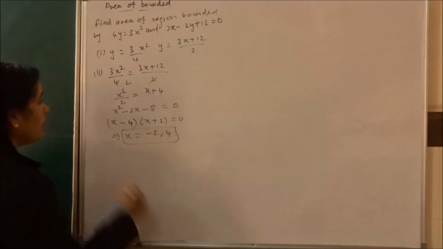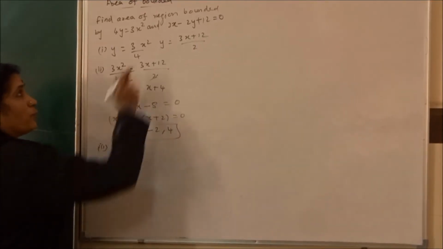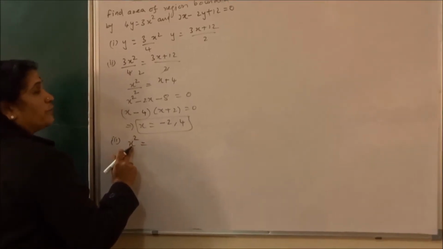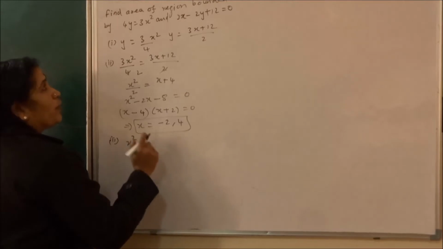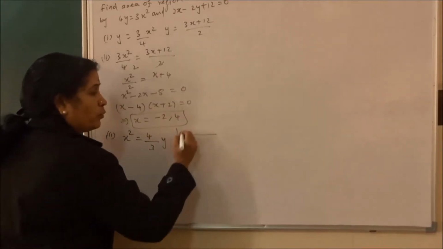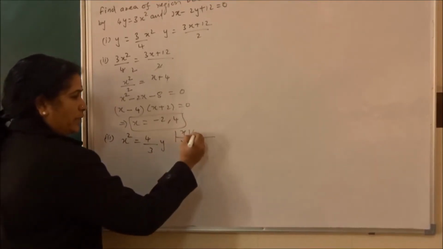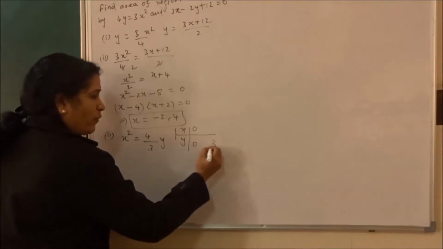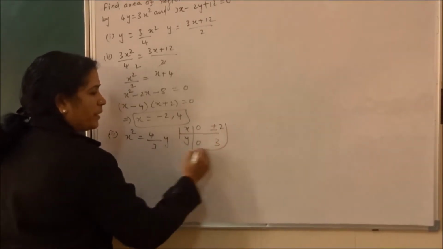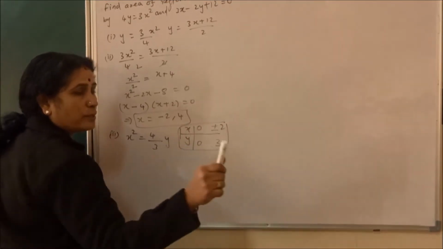Clear to you? Now see step number 3, format. If it is a parabola, don't keep any constant with the coefficient of x square; make it 1. So that is x square equal to 4 by 3 y. Now I am making the format. If I give y as 0, then x is 0. If I give y as 3, then the 3 cancels, x square is 4, x equal to plus or minus 2. If you are not writing plus or minus 2 here, you will not get the parabola shape.